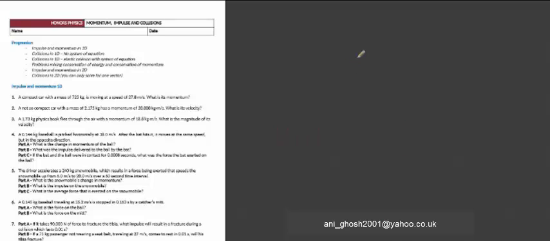I got 88. Oh, you got the number? I was not looking at the numbers actually. Can you tell me how you found it out? Part A. So I did the mass times the final velocity minus the mass times the initial velocity. And that gave you the answer to part A? Yeah, that gave me the change in momentum.